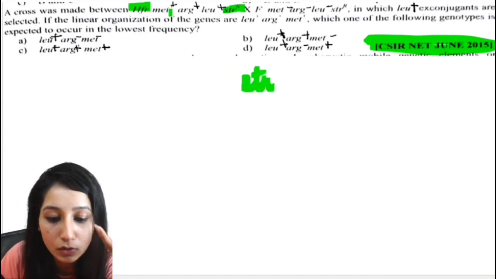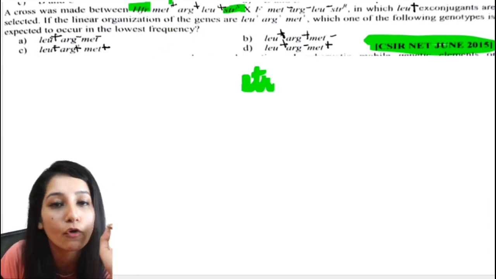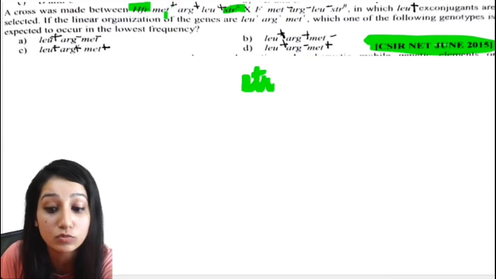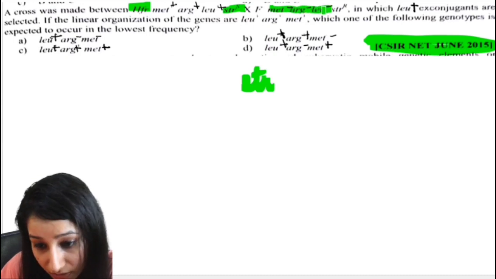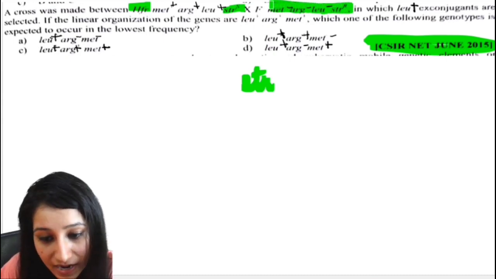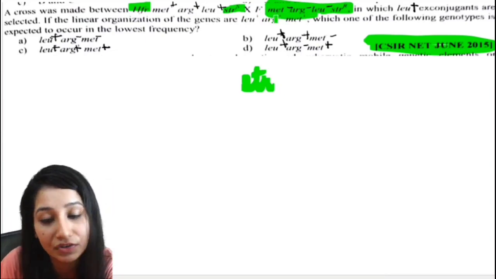So if we grow this strain in the presence of streptomycin antibiotic, it won't be able to grow because it is sensitive. We have crossed it with the F negative, that is negative for methionine, negative for arginine, negative for leucine, but it is resistant for streptomycin. So if I grow this F negative on a streptomycin plate, it will be able to grow.